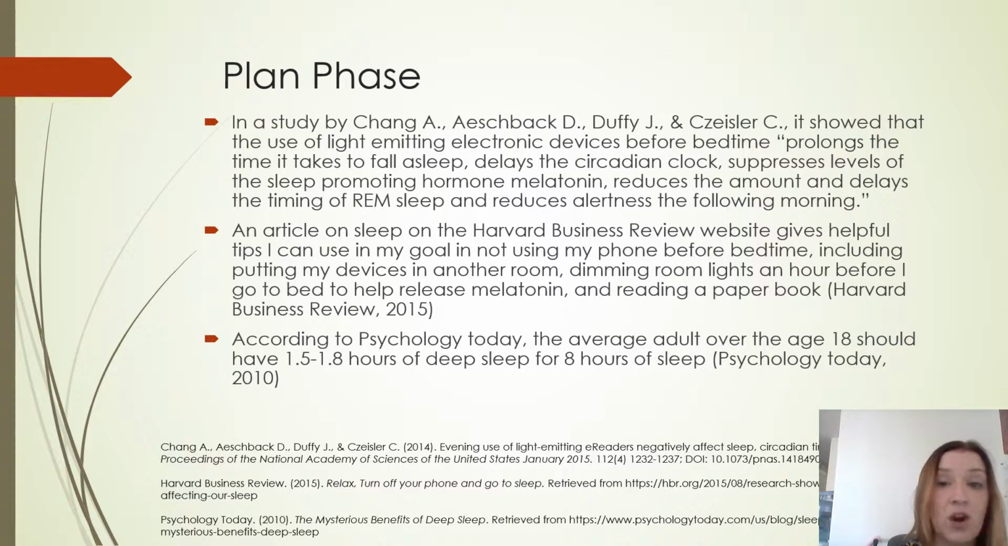I also read on Harvard Business Review, there were some helpful tidbits that could help with my goal, including not using the phone before bedtime by putting it in another room, which I've been doing, dimming the room lights an hour before I go to bed to help increase melatonin release, and reading a paper book. And then Psychology Today said that the average adult over age 18 should have 1.5 to 1.8 hours of deep sleep a night for every 8 hours, which I definitely was not getting.